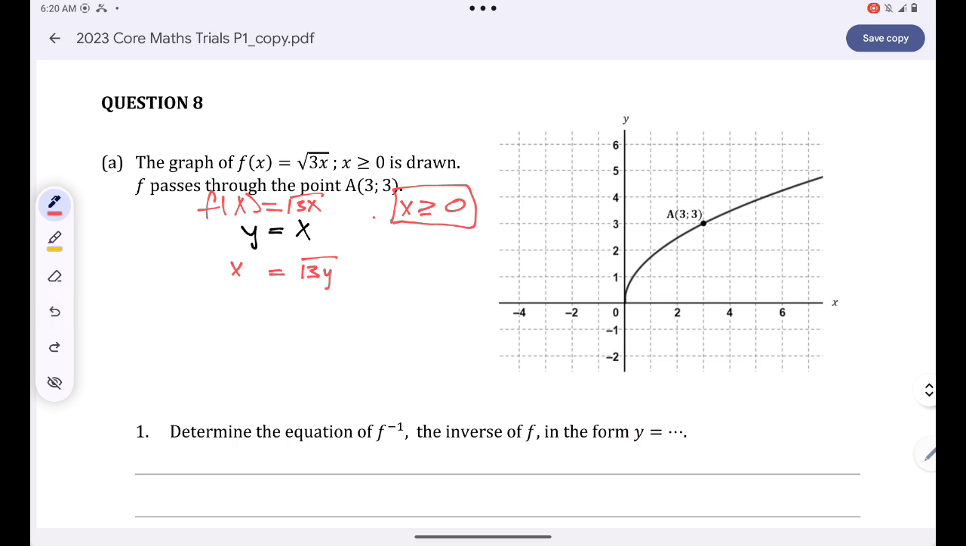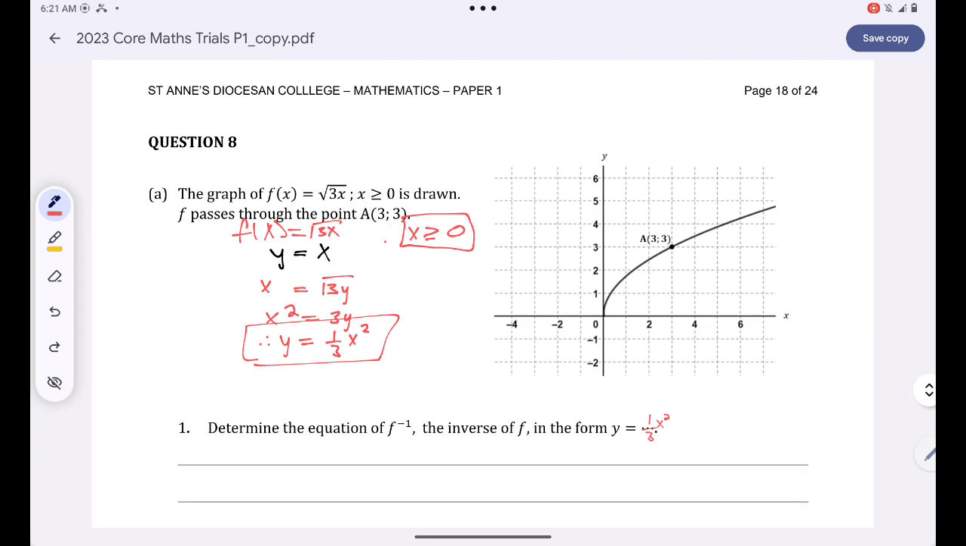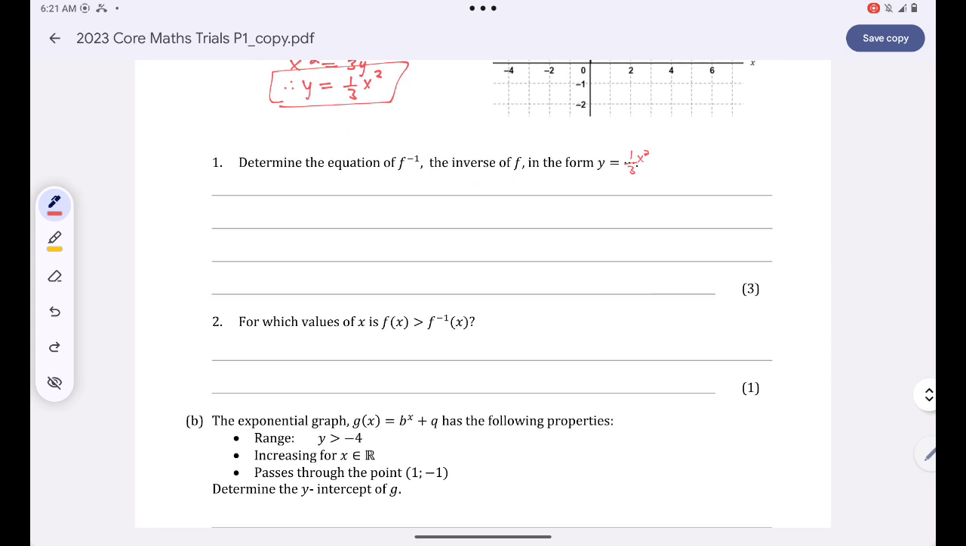How can I isolate y? Firstly, I need to remove the square root by squaring both sides. Whenever I do so, I'll end up with x squared is equal to 3y, and therefore y will be equal to 1 over 3 multiplied by x squared. So this is my inverse graph: 1 over 3 times x squared.